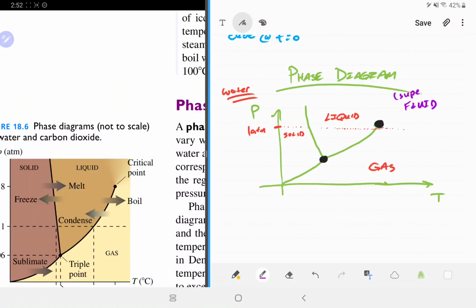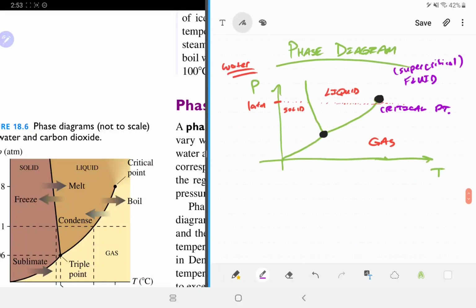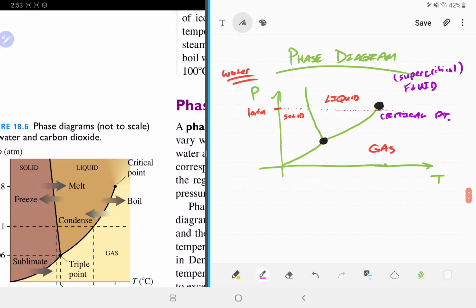And you might hear this referred to as supercritical fluid. Okay, we're past the critical point. So this point right here where there no longer exists a transition is called the critical point. So that's where there ceases to be a clear difference between liquid and gas. There's another point that's very, very special, and you'll notice that that's where all three phases can coexist. That point is called the triple point.